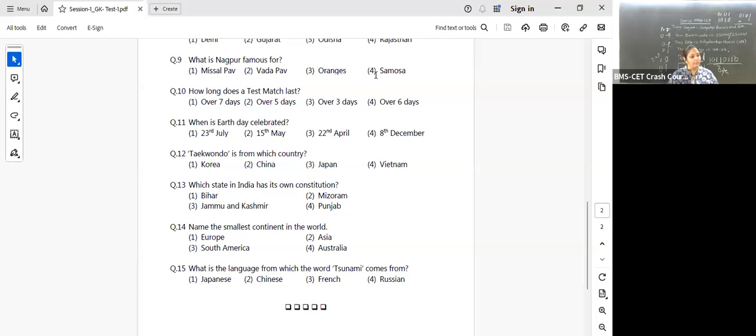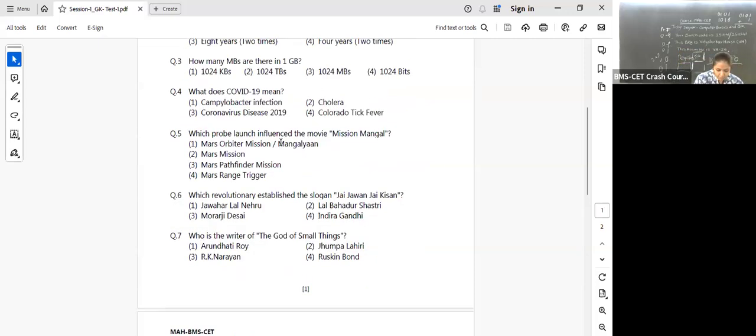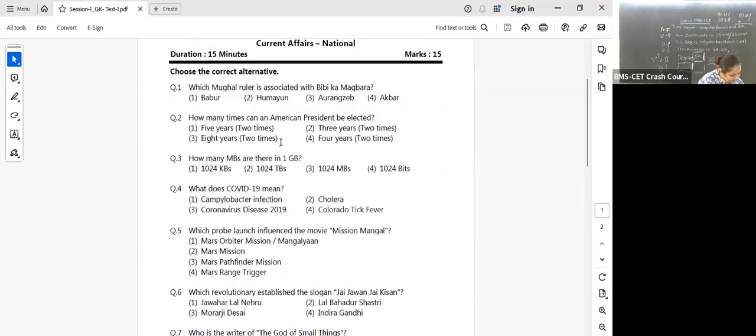Done? Still solving? GK done? Computers done? Everybody done? Both the papers? Okay, so I think first we'll start with GK, since even my online students have the same paper.